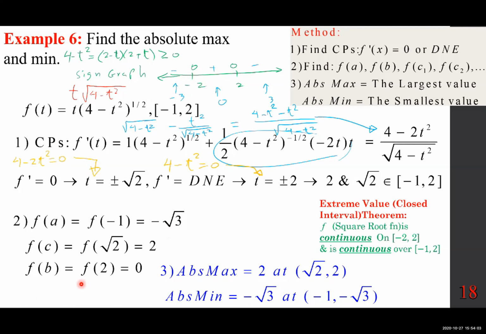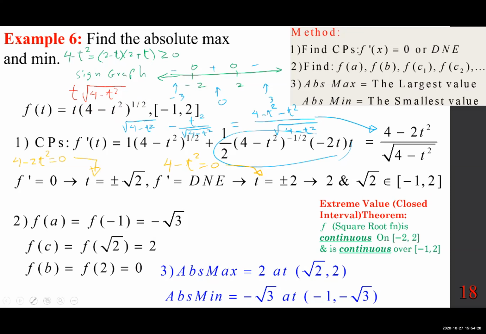I'll quickly explain number 2 because it's the fastest. I hope you see that if you plug in 2 here, 2 squared is 4, 4 minus 4 is 0, everything goes to 0. For -1, if you plug in -1 here, class, this becomes 1, 4 minus that becomes 3, so that is the square root of 3, and remember t is -1 here.